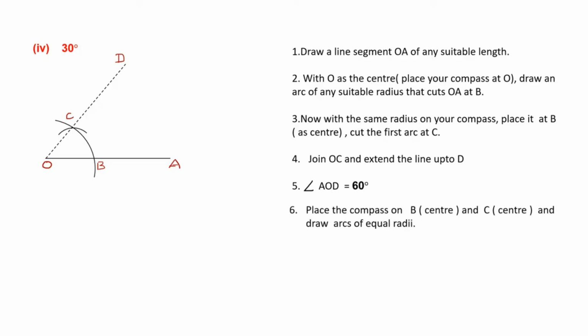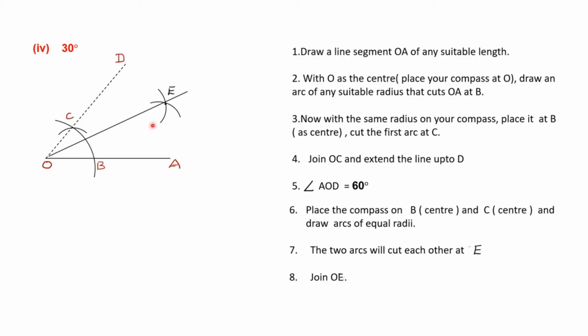So here, place your compass on B. We're going to place it on B, and we're also going to place it on C, and we're going to draw arcs here. So place it on B, draw an arc, place it on C, cut that arc. So let's do that. So we have an arc, we're going to cut that arc. So we have drawn two arcs there, they have cut each other at a particular point, and we're going to name this point E. Now join OE. So let's do that. So we have joined OE.